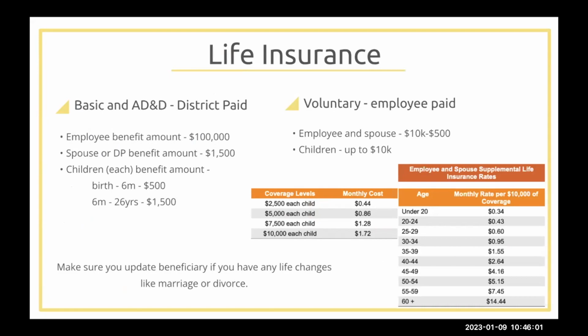Life insurance. District paid life insurance. We get basic and AD&D, which is accidental death and dismemberment. Employee benefit amount, you get $100,000 for yourself. For spouse and domestic partners, the benefit amount is $1,500, and for children, the benefit amount is up to $1,500 also. For this, and this is what everybody gets, everybody gets this as long as you're over the 50% FTE.